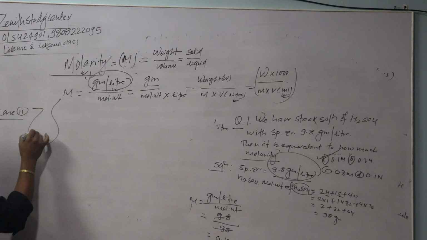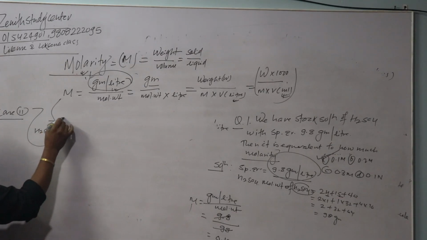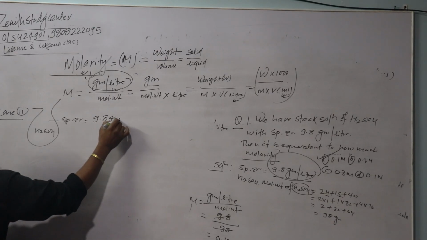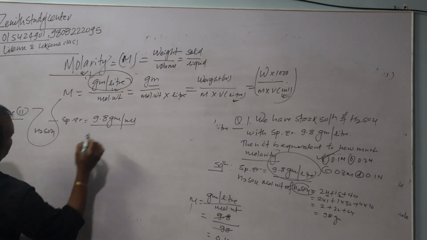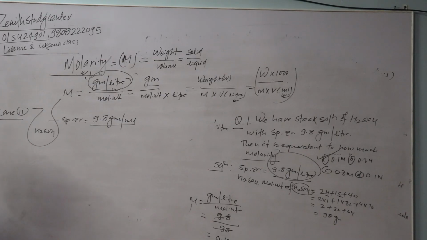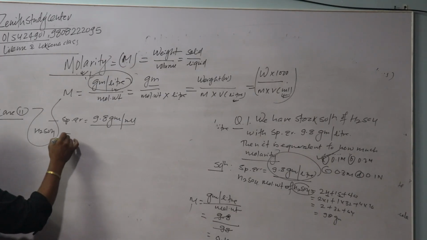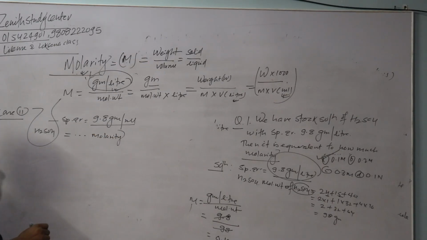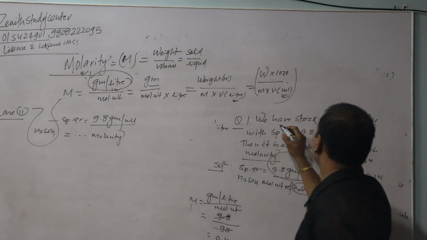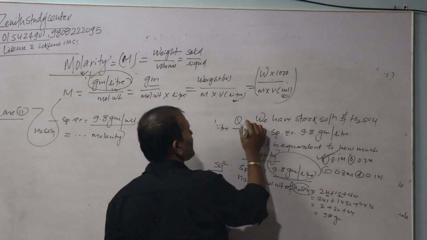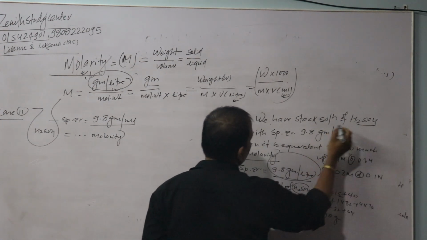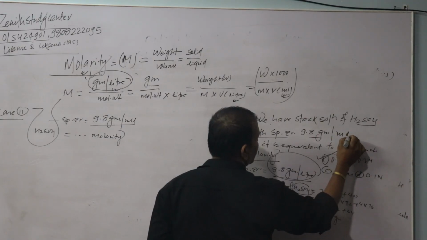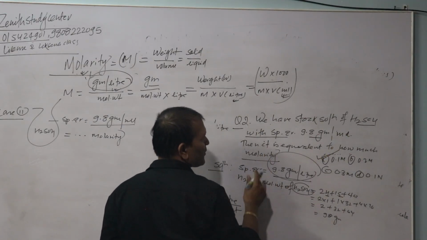So if you have a bottle of H2SO4 with specific gravity 9.8 gram per ml, it is equivalent to how much molarity? If you write it in a sentence, question number 2: if you have a stock solution of H2SO4 with specific gravity 9.8 gram per ml, then it is equivalent to how much molarity?